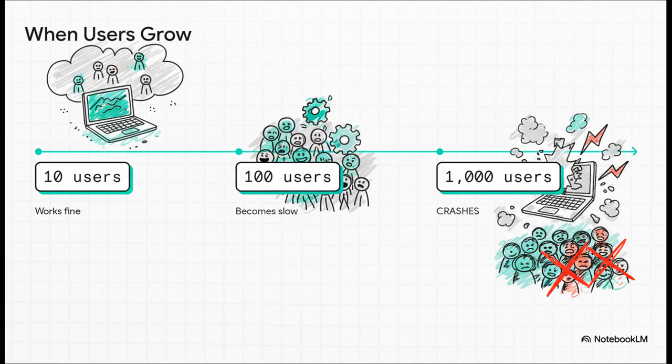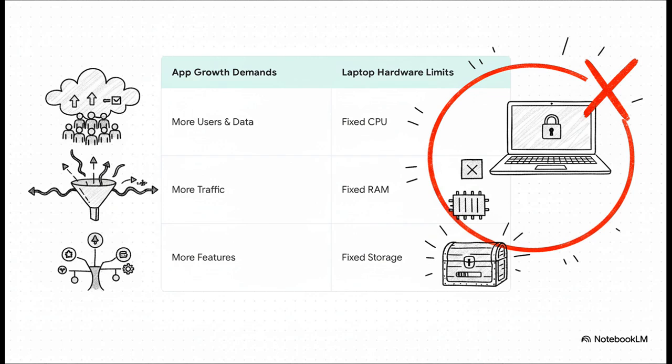It crashes. And it's not because the code is bad. It's just a simple physical hardware limitation. See, as your app gets more popular, it gets hungrier. It demands more resources, more processing power, more RAM to handle all the traffic, more storage space. But a laptop, well, it is what it is. The hardware is fixed. You can't just magically pop in more RAM or a faster CPU when you get a surge of new users. It has a ceiling, and a popular app is going to smash right through it.